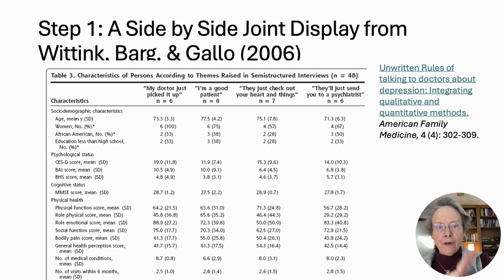And this is a very simple, straightforward, side-by-side display from a group that was studying depression and doctors by Wintic, Barg, and Gallo. And this is a widely recognized piece, and I remember when I first saw it, it was like, wow, of course this is great, because the alignment generates an additional level of insight. So this is recognized as one of the very first joint displays or tables to actually be called a joint display.